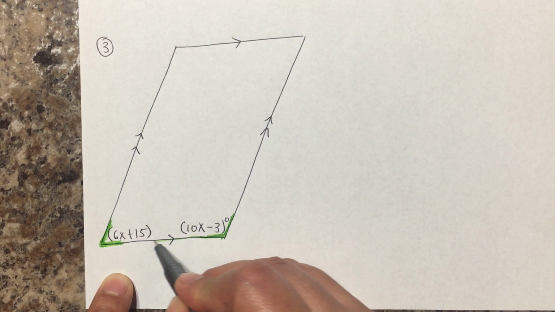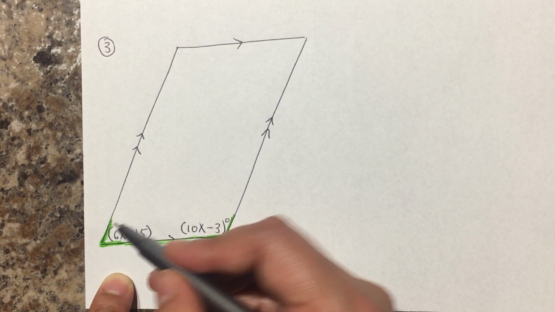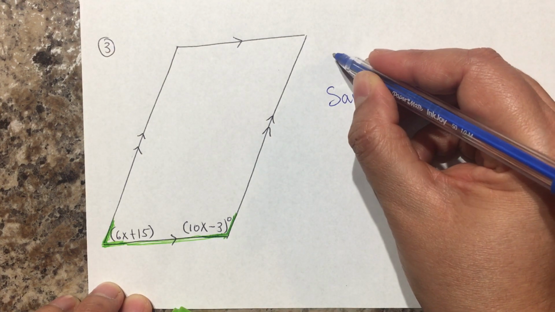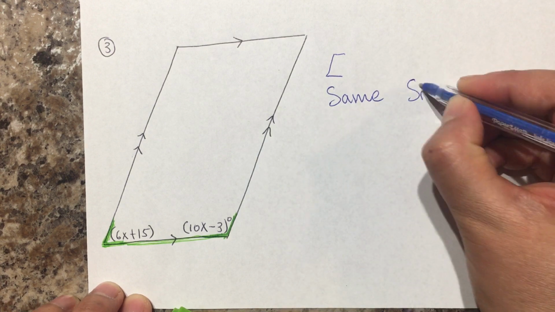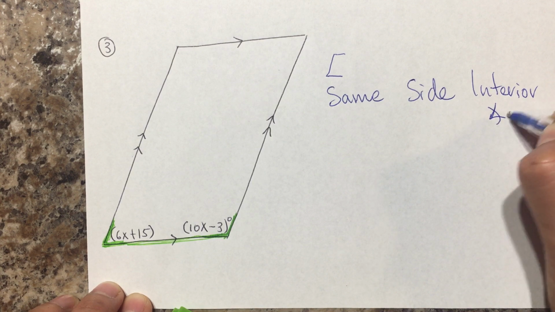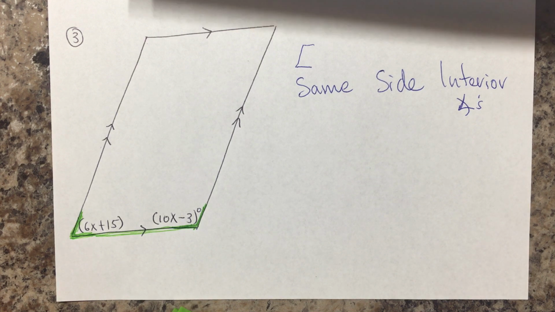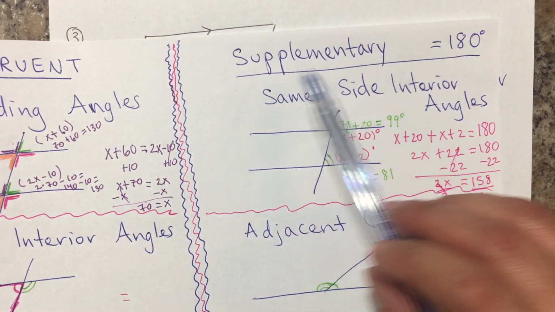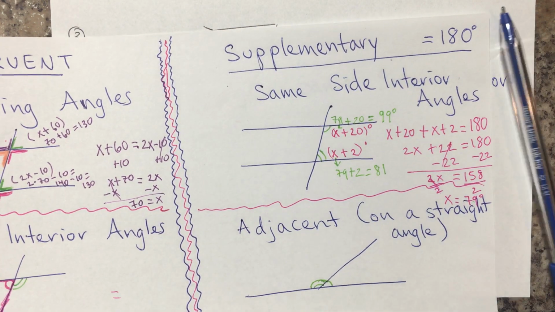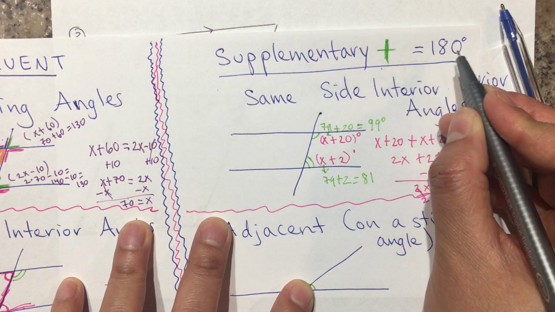So what you do in this case, you just connect it and say, oh, that's letter C, same side interior angles. Letter C is for same side interior angles. And you can put just a little angle in there and the symbol. What do we do for same side interior angles? Oh, we add them, and that equals 180. So remember that in here we add them and we put equals 180.